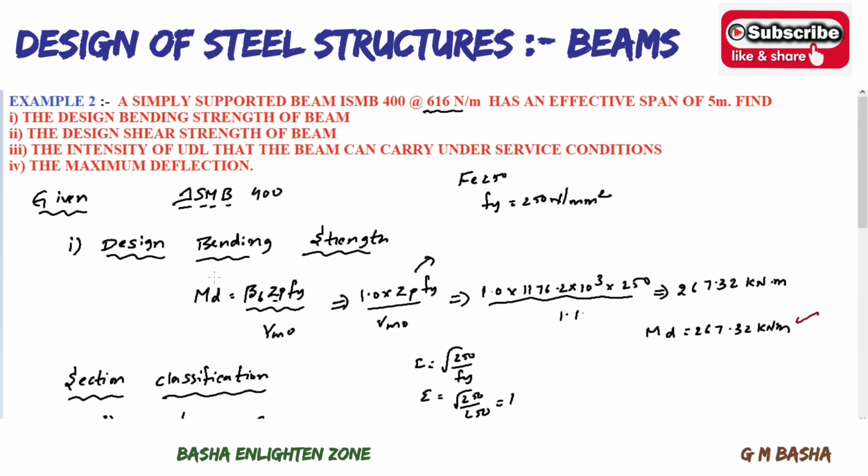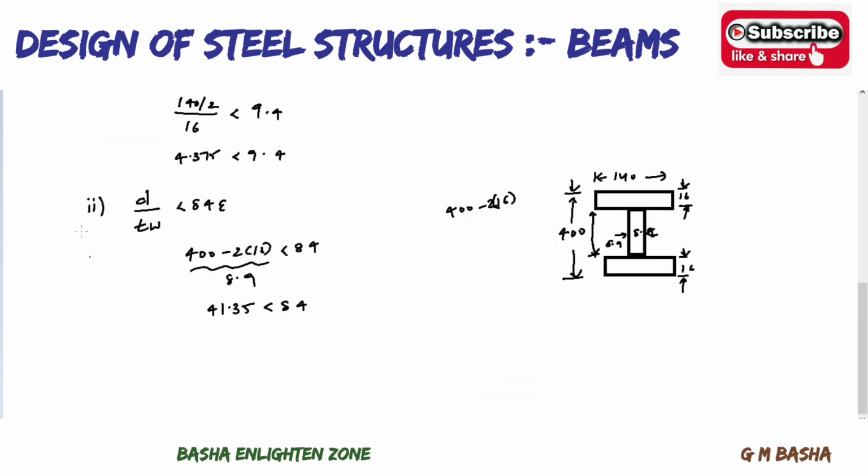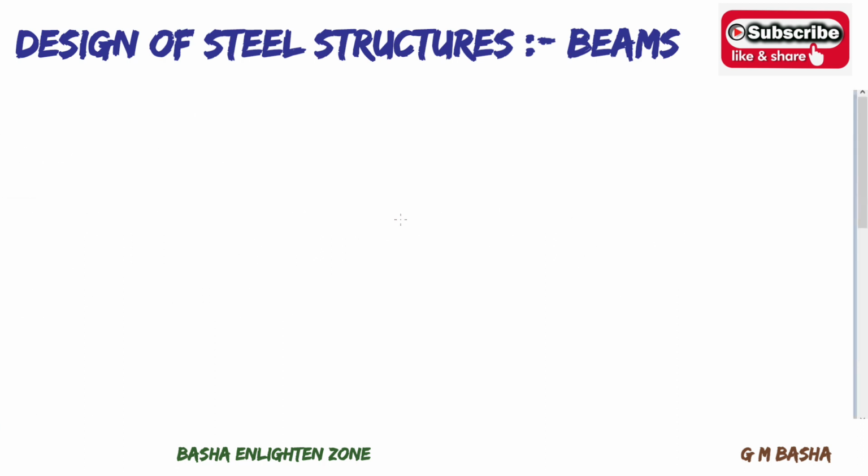Then the next point is design shear strength of beam. So I already solved design shear strength in the first example itself. So like that, you have to follow the same. I will show here also. The second one is design shear strength. So what is the formula in the code book? Check once again here.